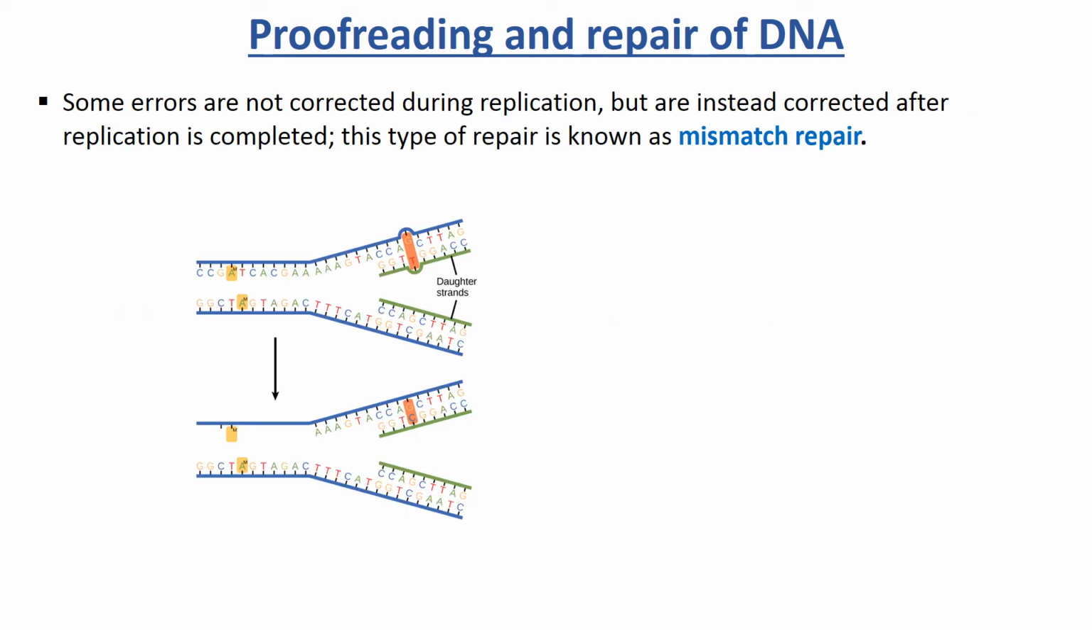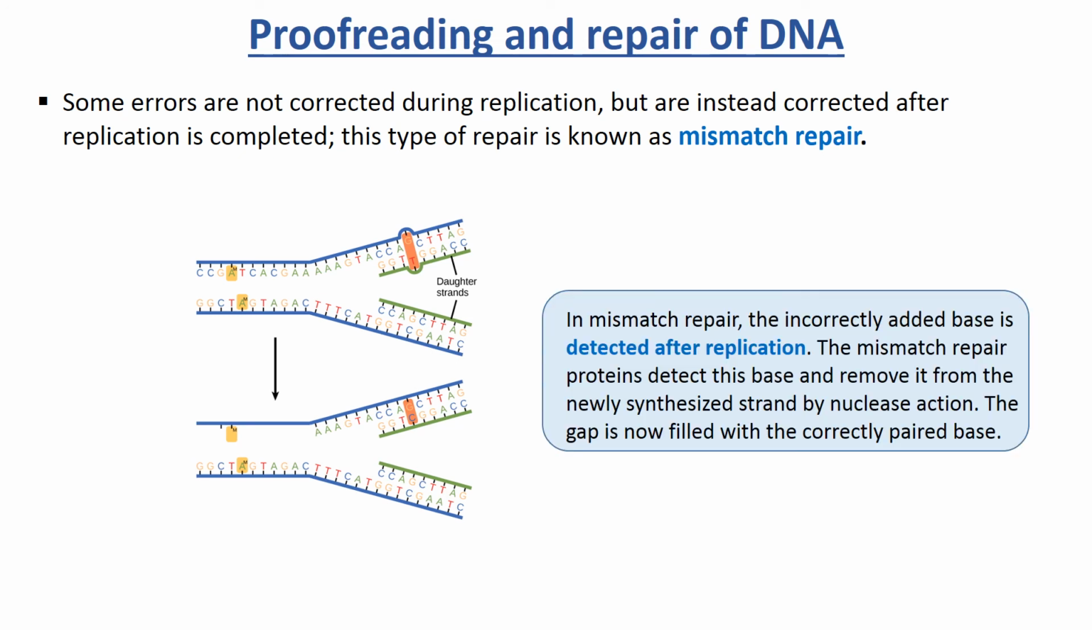Some errors, however, are not corrected during replication, but are instead corrected after replication has been completed. This type of repair is known as mismatch repair. In mismatch repair, the incorrectly added base is detected after replication. Mismatch repair proteins detect this base and remove it from the newly synthesized strand by nuclease action. The gap is now filled with the correctly paired base.